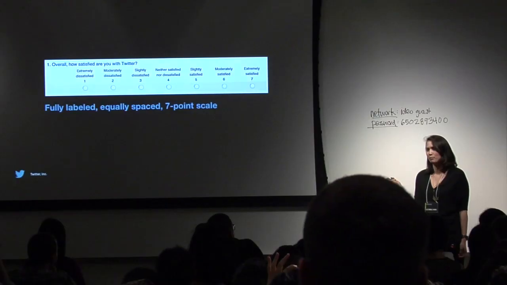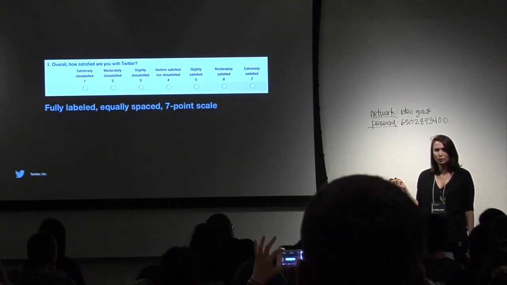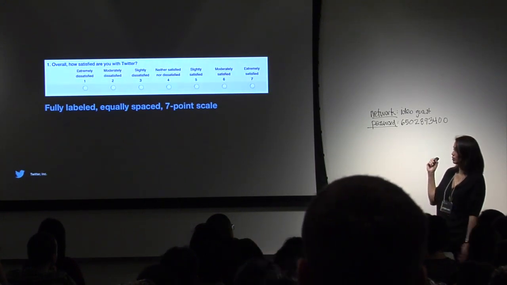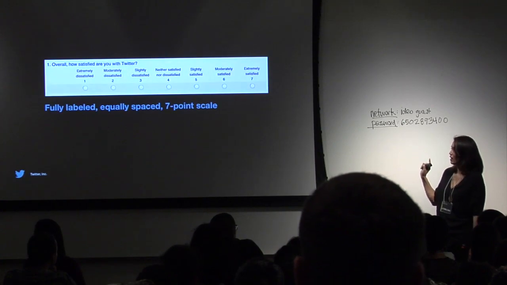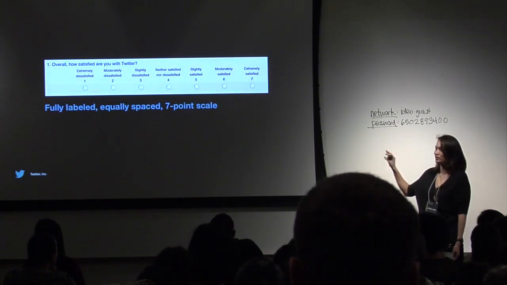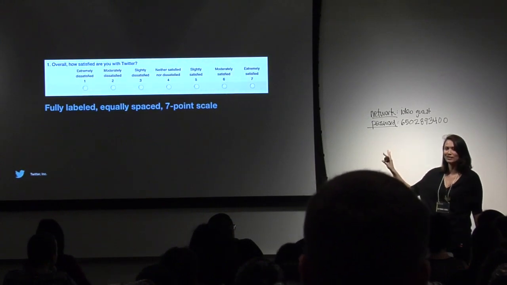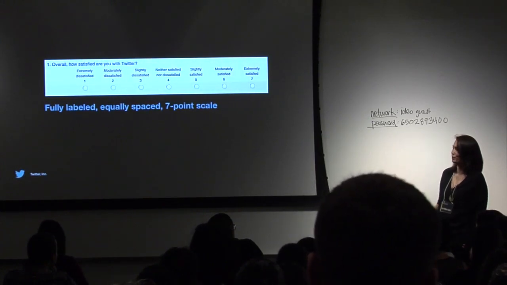The reason why the scale points are fully labeled is because you don't want people to interpret numbers in different ways. The way I interpret a 2 might be very different from how someone else interprets a 2. So make sure all your scales are labeled. These particular labels have been tested and are considered to be cognitively equally spaced, which is why I picked them, at least in English. I'm not sure how they translate.